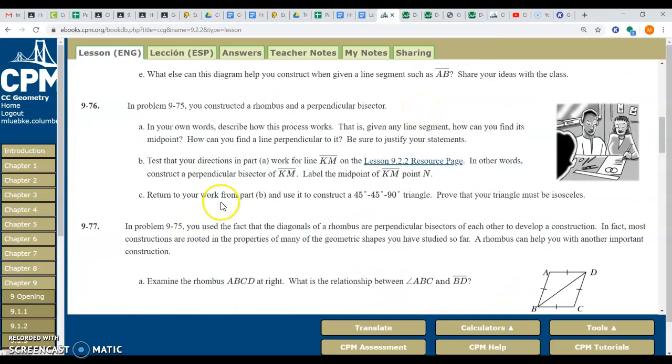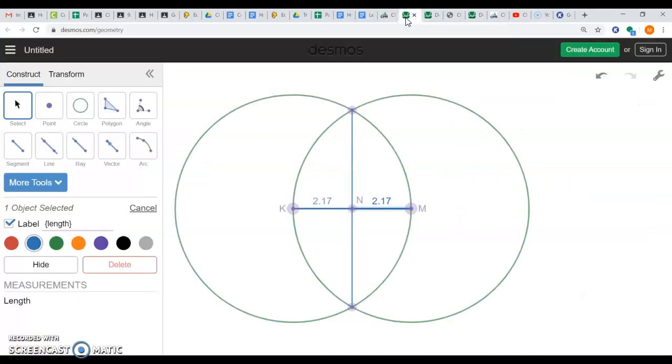Okay. Now it says return to your work from part B and construct a 45, 45, 90 triangle, and prove that your triangle must be isosceles. Well, if it's a 45, 45, 90 triangle, that would have to be isosceles because the 45-degree angles would have to create equal side lengths.